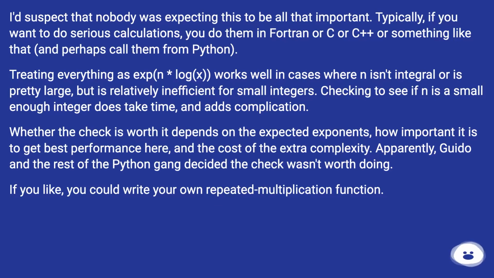Treating everything as n log x works well in cases where n isn't integral or is pretty large, but is relatively inefficient for small integers. Checking to see if n is a small enough integer does take time, and adds complication. Whether the check is worth it depends on the expected exponents, how important it is to get best performance here, and the cost of the extra complexity. Apparently, Guido and the rest of the Python gang decided the check wasn't worth doing. If you like, you could write your own repeated multiplication function.